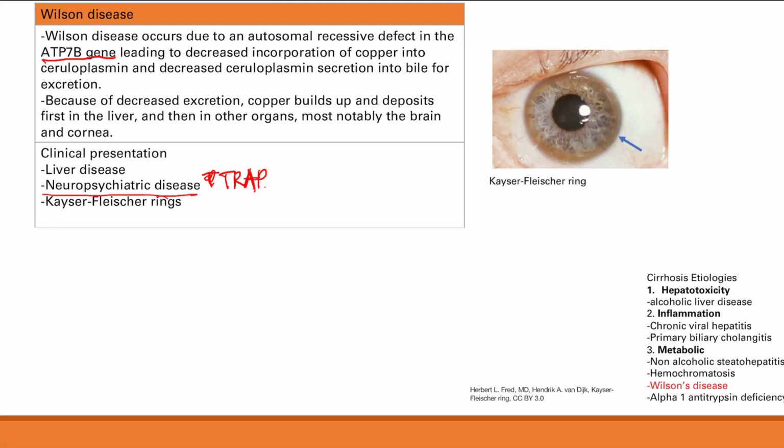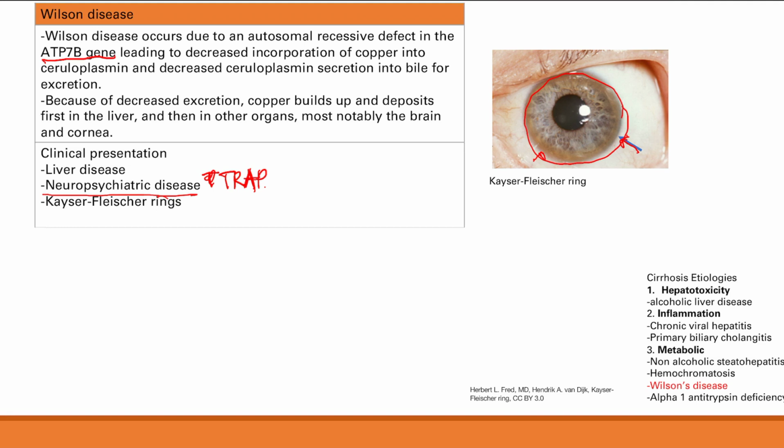Okay? Final thing you can see is deposition of copper in the cornea. It causes this Kayser-Fleischer ring on the outside. The outer perimeter of the cornea, you get this golden brown copper deposition. Treatment here, similar to iron. Again, you have to chelate it. The way you chelate is with penicillamine. And alternative chelators include trientine or zinc salts.